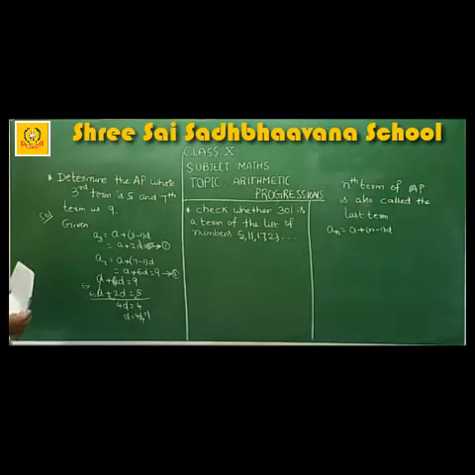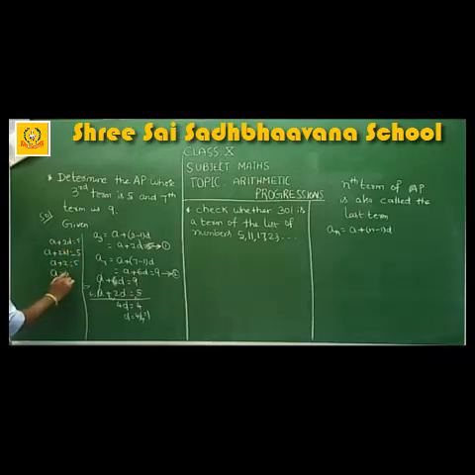Once you get d value as 1, you have to find a. Any of these two equations you can choose to find the a value. Let's take the first equation: a plus 2d is equal to 5. Substitute d value as 1 here. So a plus 2 into 1 is equal to 5. So a plus 2 is equal to 5. a is equal to 5 minus 2, which is 3. We got the d value and a value.